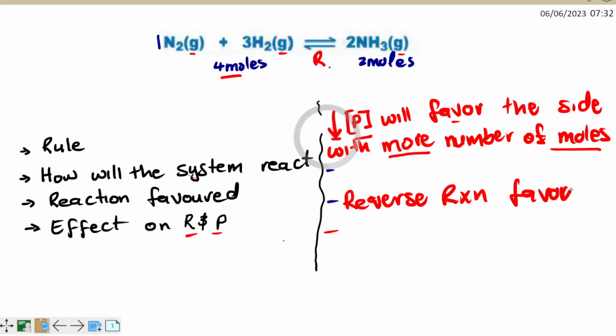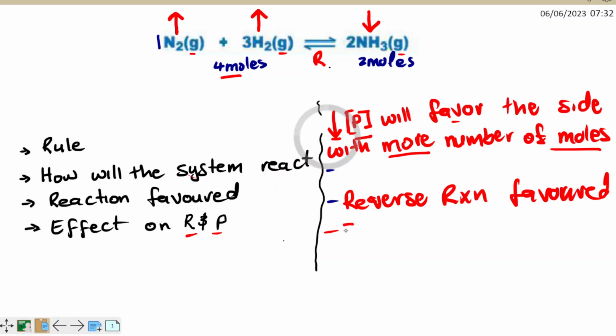So that's the reaction side that will be favored. How will the system react? The system now will try to oppose this decrease in pressure by increasing the concentration of the side with more number of moles. In other words, the concentration of this side will be increased and the concentration of that side will be decreased. That's how the system will react.